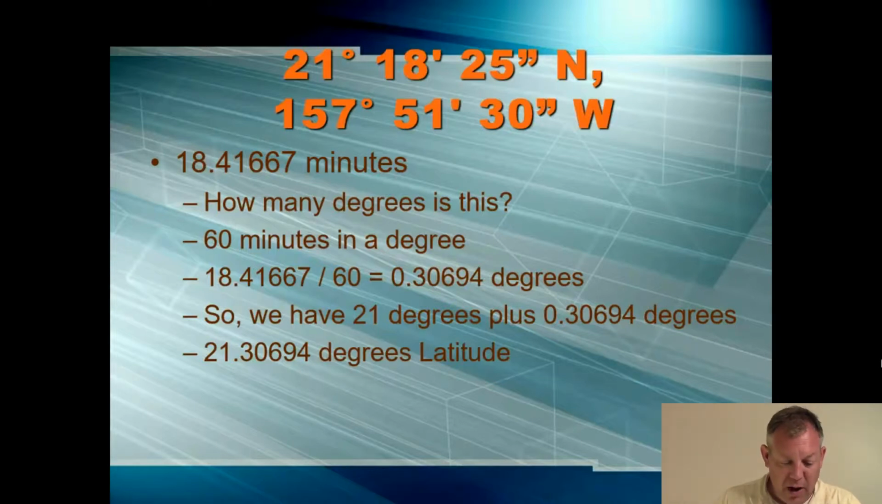When I do all the math, I check what I come up with. 21 plus 0.3 something something degrees. 21 plus not quite a third of a degree. See how that works? Okay.